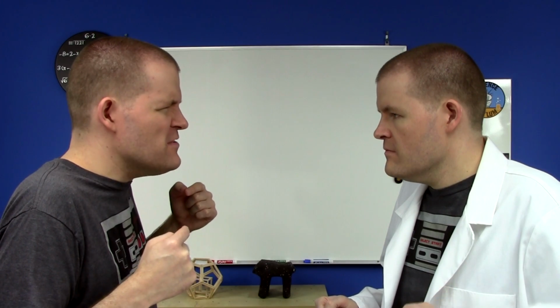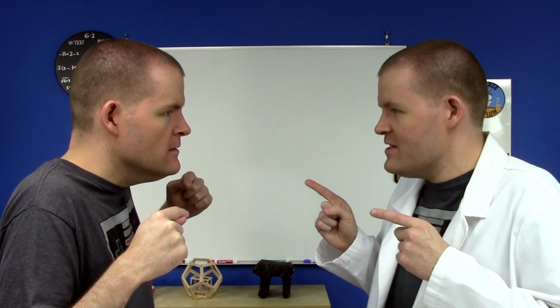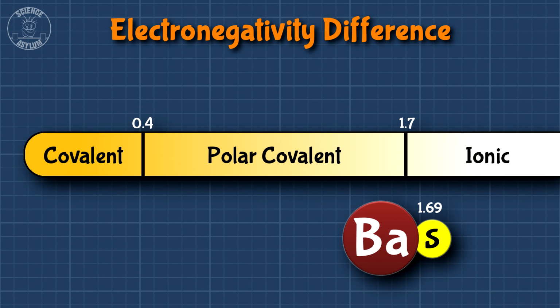So wait, what happens if the difference is exactly 1.7? And now we see the problem with categories. The examples I chose were obvious ones. There are some not so obvious ones. Barium sulfide is 1.69, which is under 1.7. So you'd think it was covalent, but it's not. It's considered ionic. You might think at that point that electronegativities are just a little bit off. Which is true. I mean, they're only meant to be guidelines.